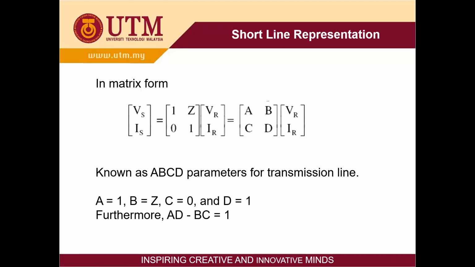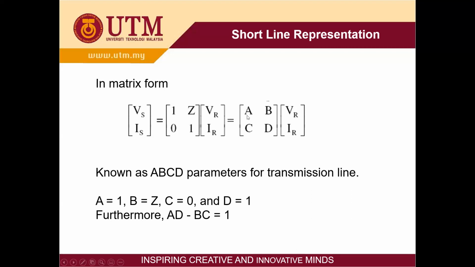So in the matrix form, you can write it down like this. Here is the sending end, then the matrix with the A, B, C, D parameters, and this is the receiving end. From here you can see A is 1, B is equal to Z, C is equal to 0, and D is equal to 1.